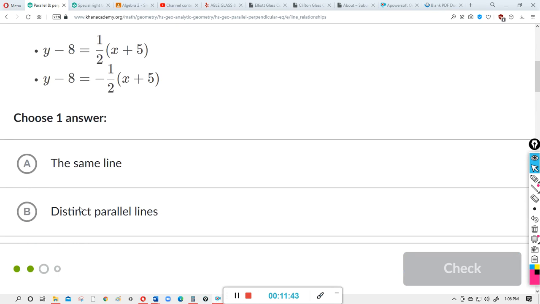All right, last one. We can see these are both in the same form. y minus y1 equals m times x minus x1. So the slopes are positive 1/2 and negative 1/2. Different slopes.